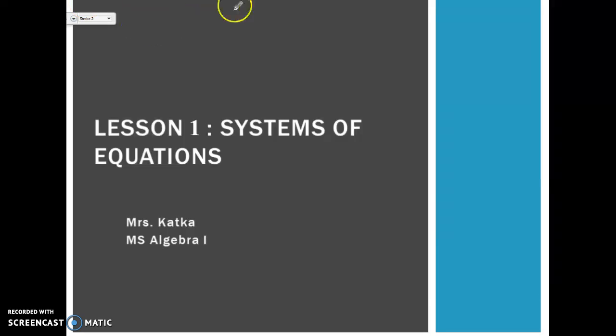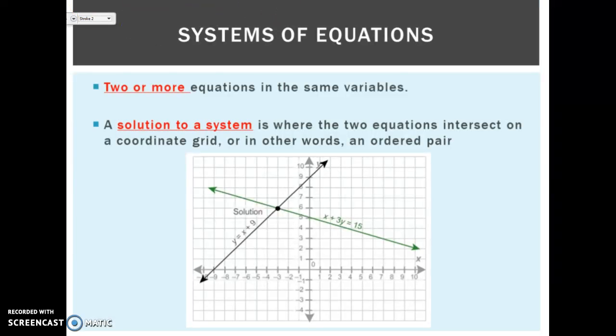This lesson is on systems of equations. Systems of equations are equations that use the same variables. Just like the equations we've been graphing with the x and the y, using slope-intercept form where it's y equals mx plus b, we can look to see where two or more equations intersect. That intersecting point represents the solution.